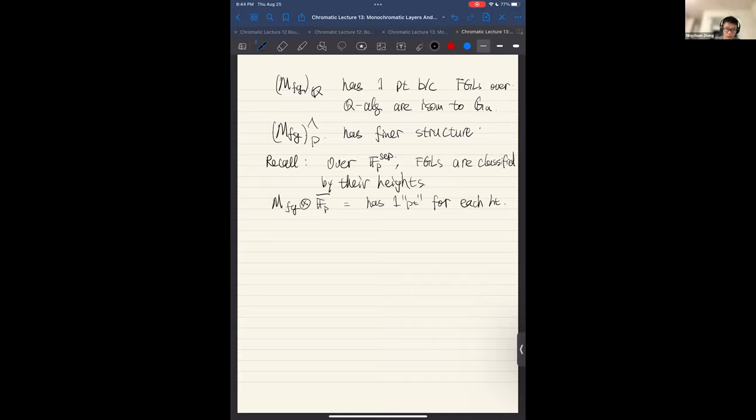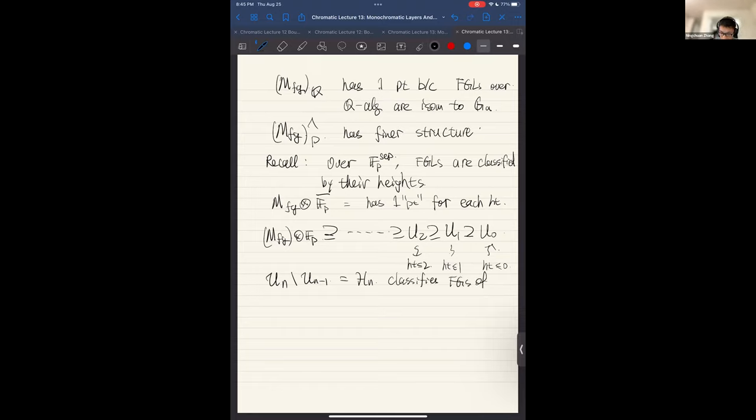So actually the picture is as follows. If you take MFG tensor over F_p, then it will have a filtration by open substacks as follows. The bottom one is U_0, U_1, U_2, and so on. These are the moduli stacks that classify formal groups of height at most 0, height at most 1, height at most 2, so on and so forth. This forms an exhaustive filtration by open substacks of the moduli stack of formal groups. And if you take the difference between two consecutive ones, the complement of U_{n-1} in U_n, this is going to be the so-called H_n. This is a moduli stack that classifies formal groups of height exactly n.